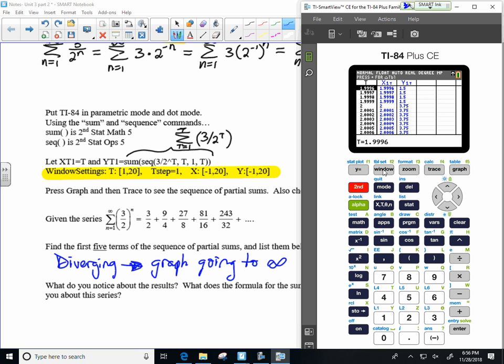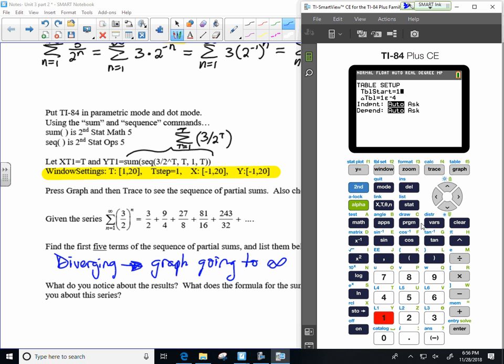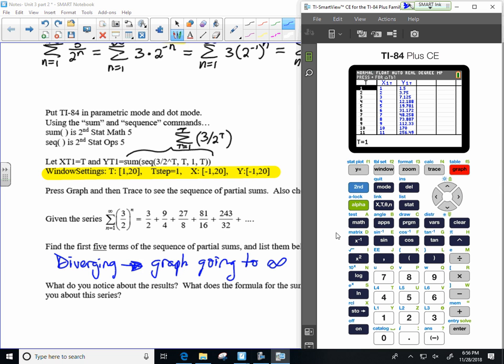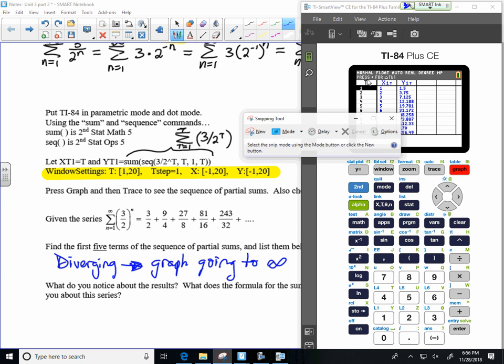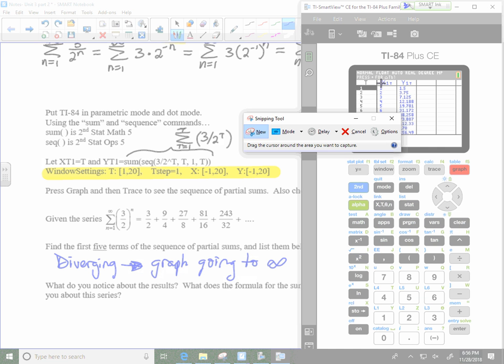So to change it, second window, table start. I want to start at, what do I want? 1. What do I want it to go by? I want it to go by 1s. Then I go into my table. Then I have what I need. All right, I only need the first 5 entries.